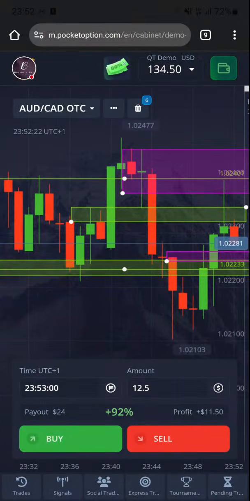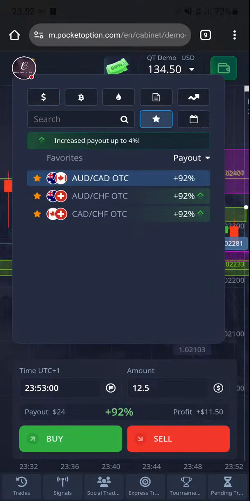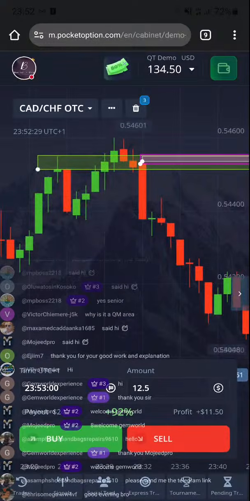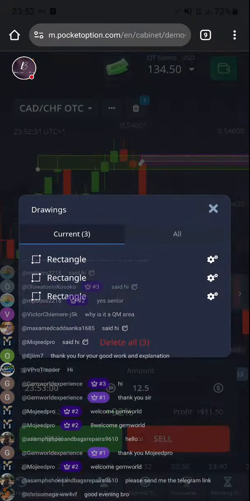I was telling you in this particular chart that when you have an ABC, it's like a zigzag movement. You understand?